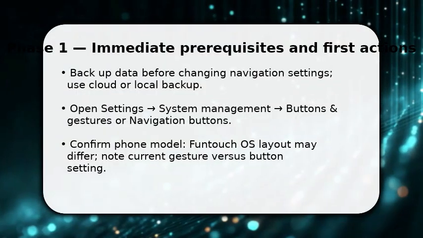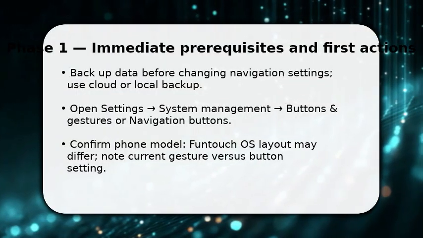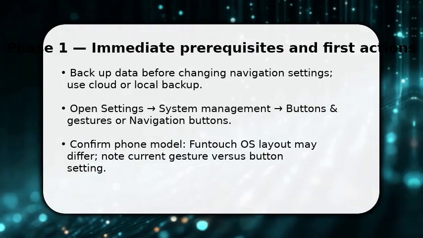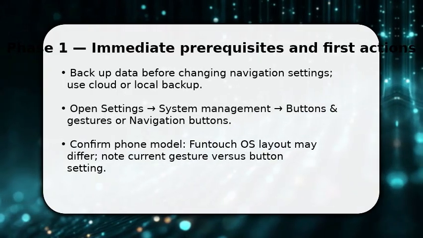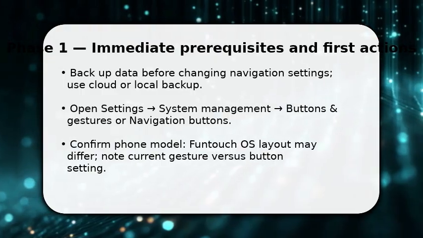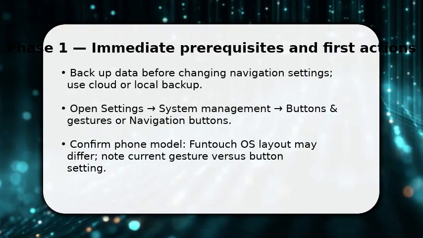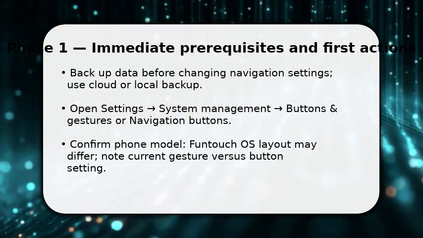You start by ensuring your data is backed up. This avoids loss if settings reset. Open Settings, then navigate to System Management and locate buttons and gestures or navigation buttons. Names vary by FunTouch OS version. You do this because the home button behavior is controlled here.